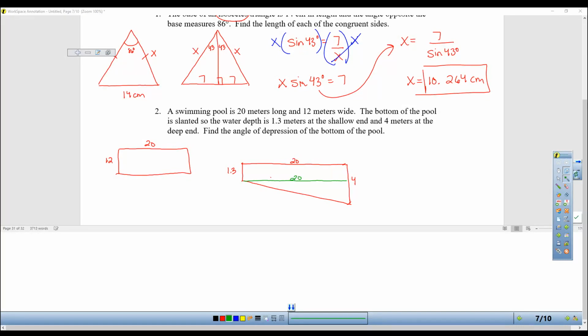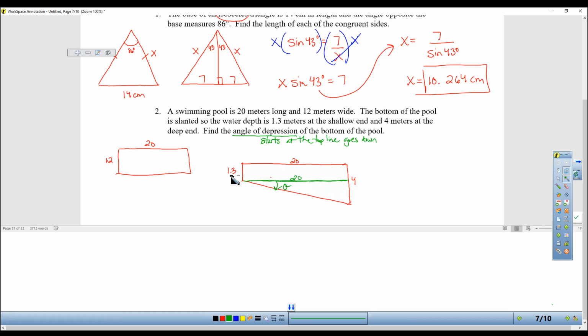They want to know the angle of depression to the bottom of the pool. Angle of depression always starts at the top line and goes down. So this is my top line. Like the horizon, it's always going to be a horizontal line. And then it goes down, like that. So this is the angle that they're talking about.